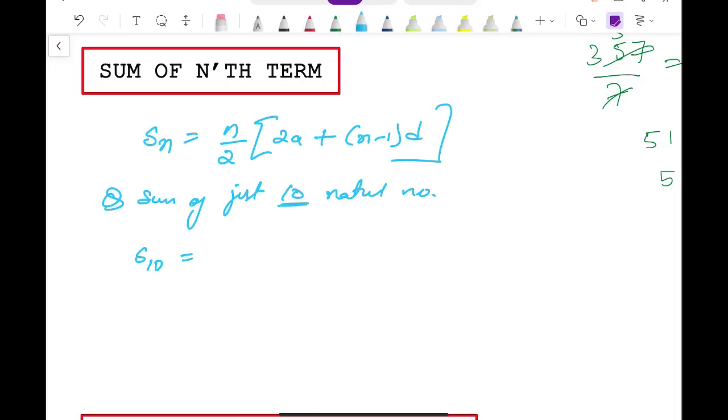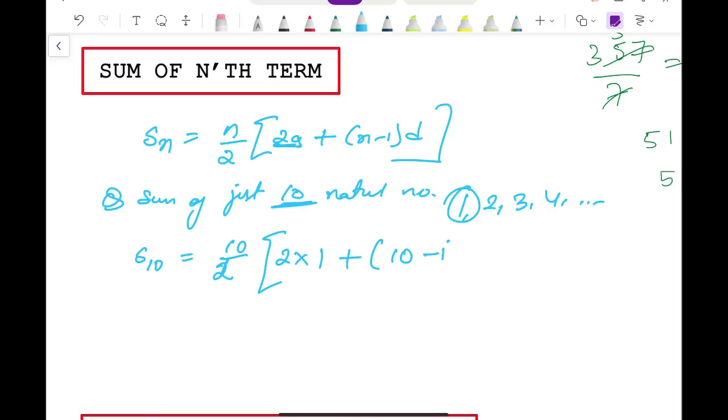N represents the number of terms. So 10 divided by 2. But when we talk about natural numbers, they start from 1, 2, 3, 4, and so on. So natural numbers start from 1. So twice of a, a means the first term. First term here is 1. So 2 times 1 plus n here is 10, because we are talking about the 10th term here, 10 minus 1. And common difference, common difference means plus how much here? There is plus 1. What about here? Plus 1. What about here? There's another plus 1. So the common difference here is d, which is 1.